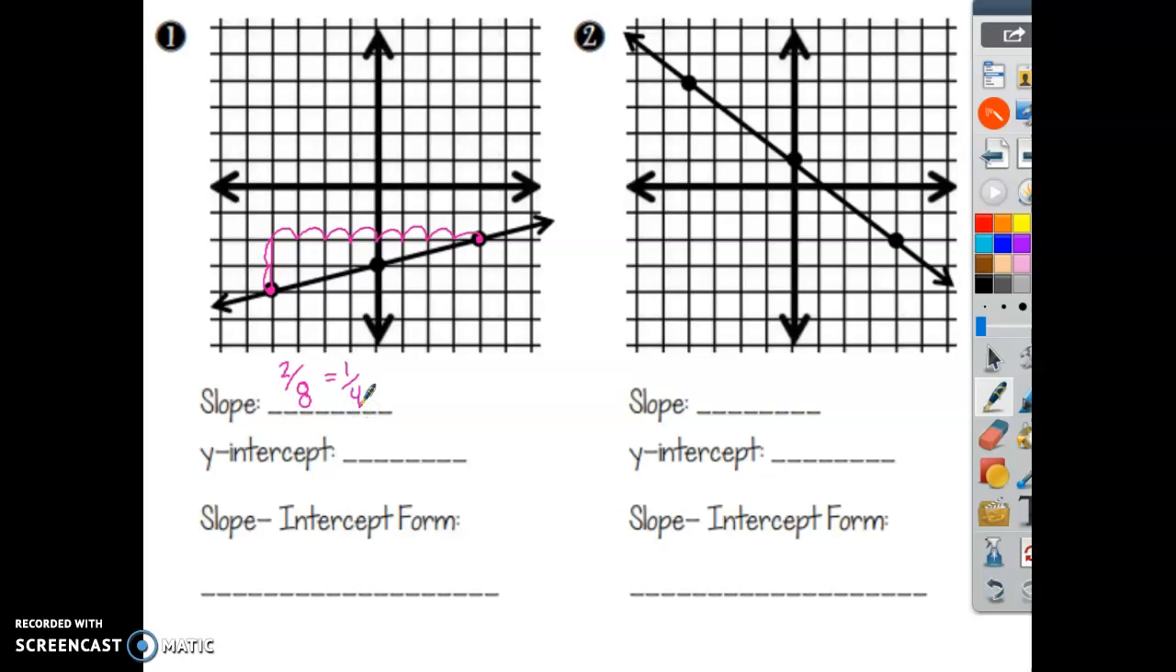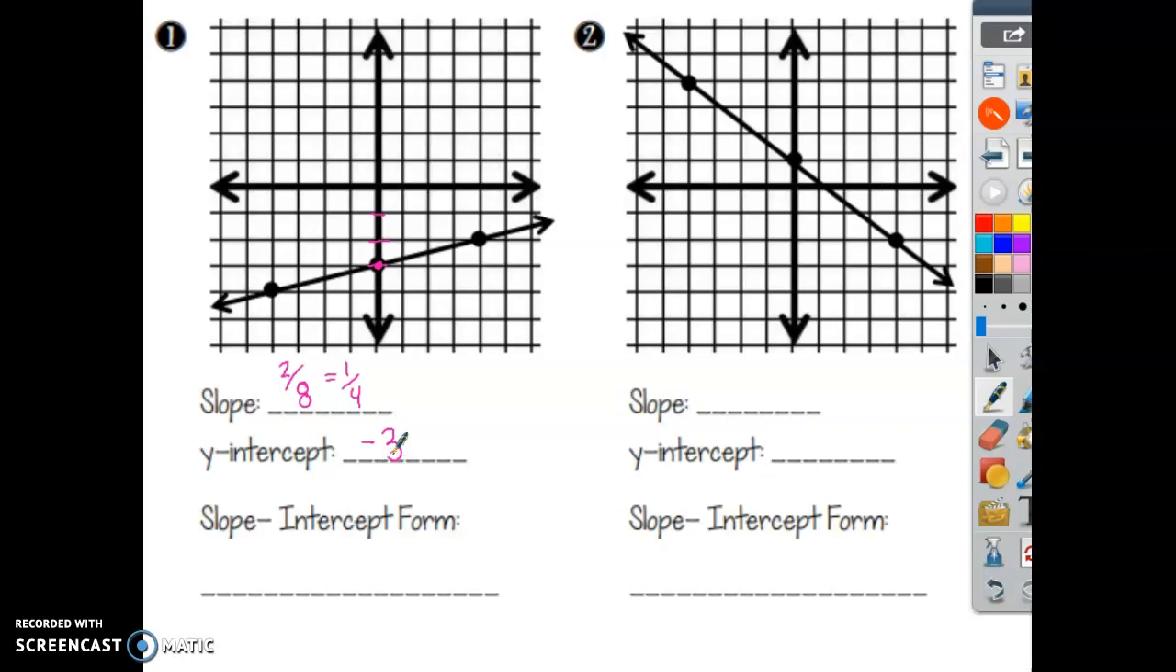So my slope is 1 over 4, and my y-intercept is just where my line crosses the y-axis, or my graph crosses the y-axis. So this point right here where both of them meet is my y-intercept. And that happens to be 1, 2, and 3 units below the origin, so that's -3.